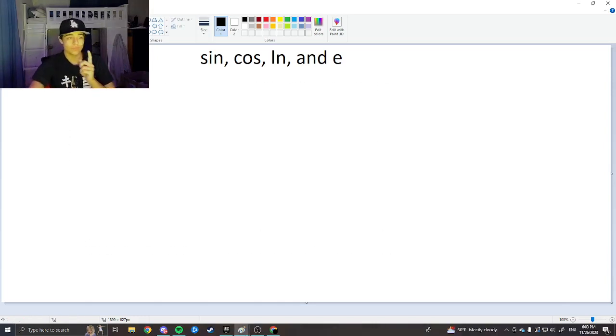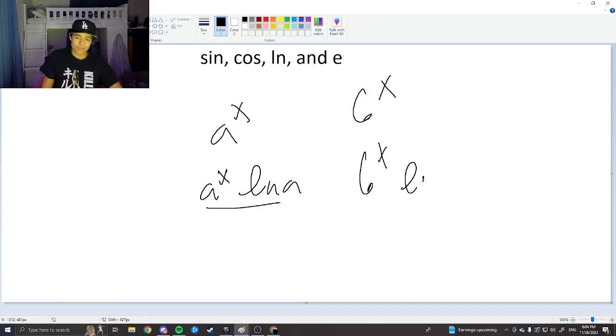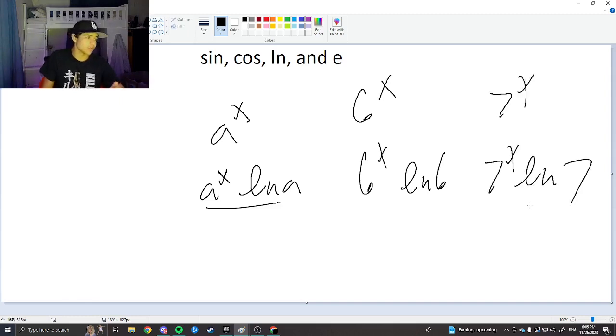There's one more rule: when you have a number to the power of x, you keep it the same when you derive it, and then you multiply it by ln of that number. So a to the x becomes a to the x ln a. For example, if you have 6 to the x, you'll have 6 to the x ln 6. Or if you have 7 to the x, you'll have 7 to the x ln 7. This is another rule you have to know.